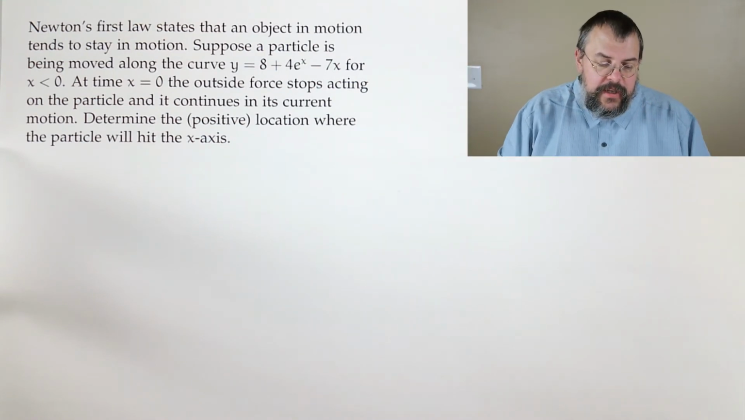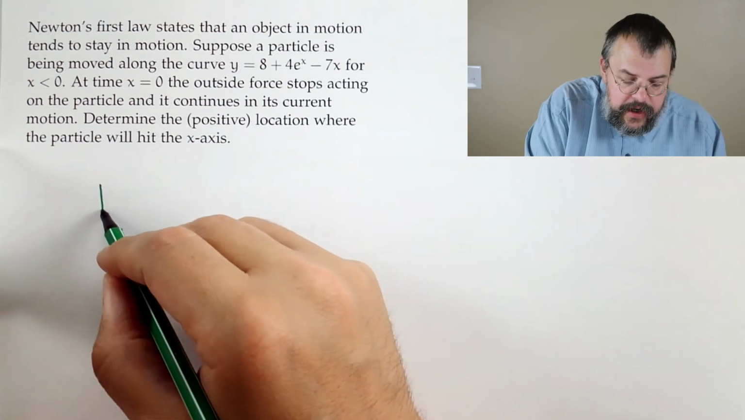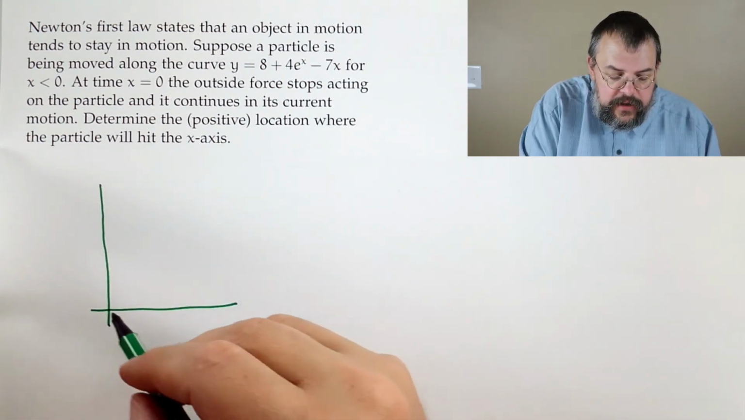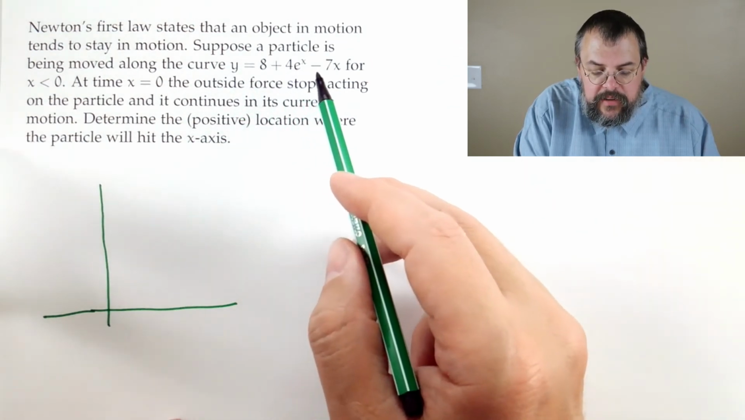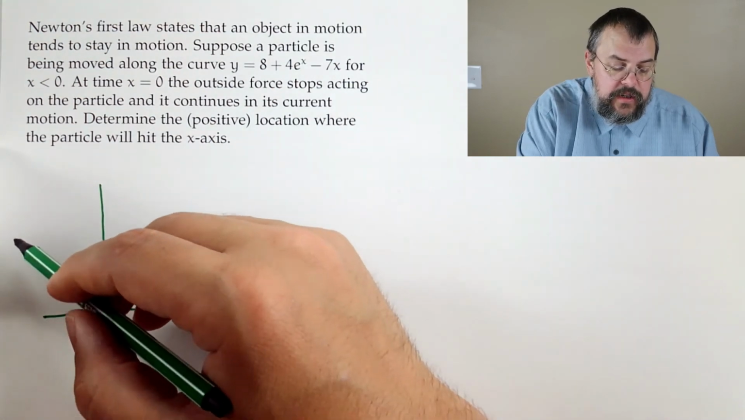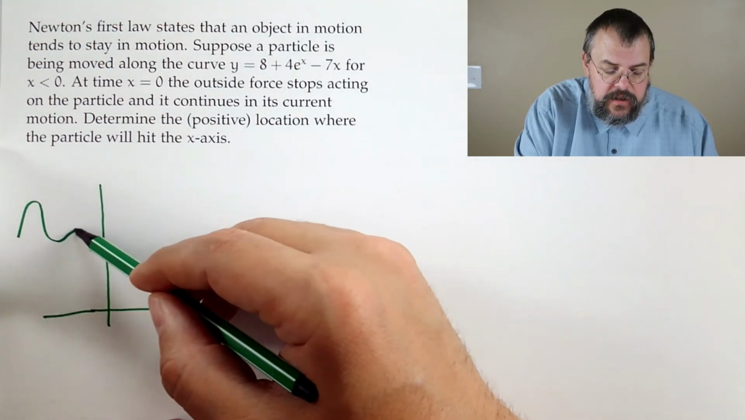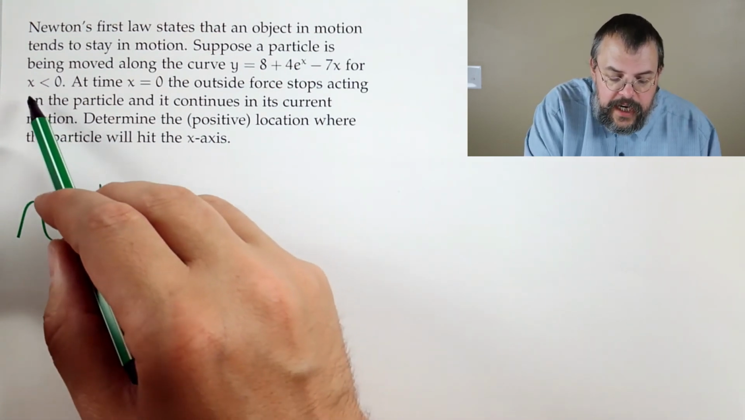Okay. So what do we have? We have a particle, and it's being moved along this curve, y equals 8 plus 4e to the x minus 7x for time x less than 0. So the particle, there's just some curve. I don't know what it's doing, but it's doing something. So here's this curve for time x less than 0.